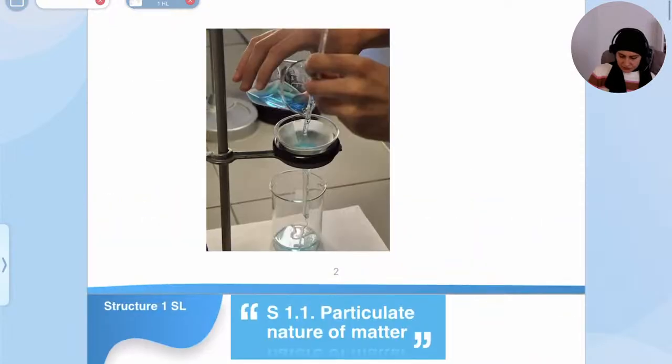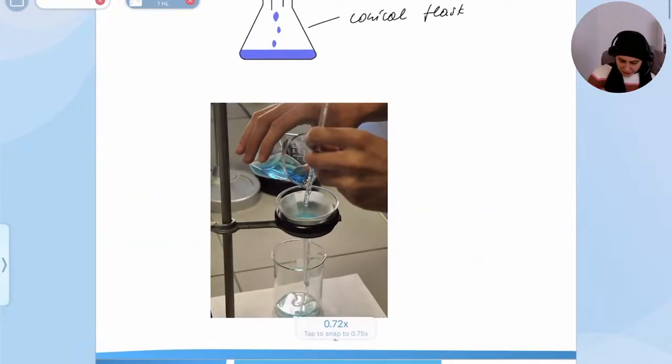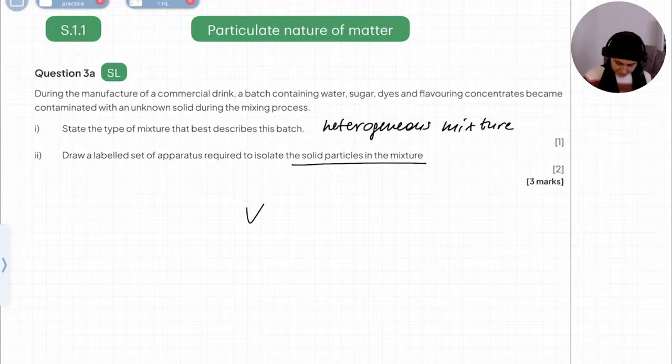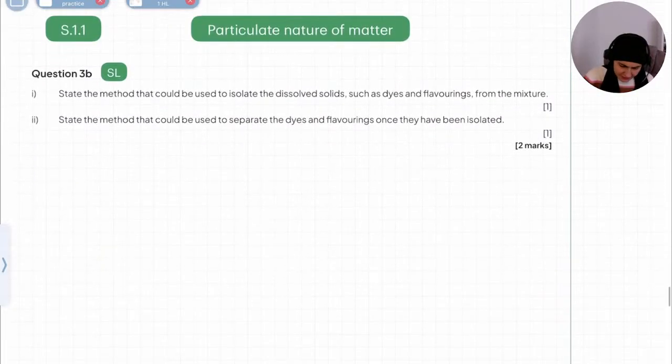And this is how it looks in real life. This is your beaker, a glass rod, a filter funnel, and another beaker or conical flask, doesn't matter. That's how it looks in the lab. So I consider we've done this; I showed you the picture. It's just 2 marks actually.